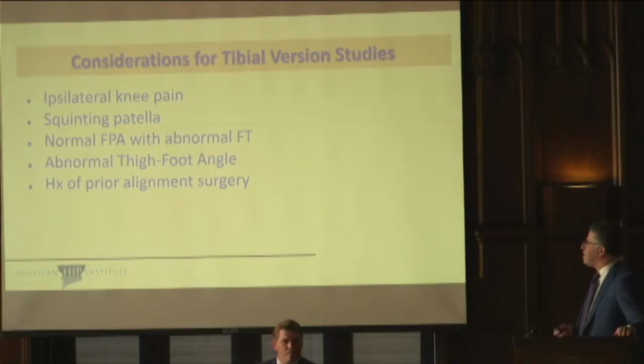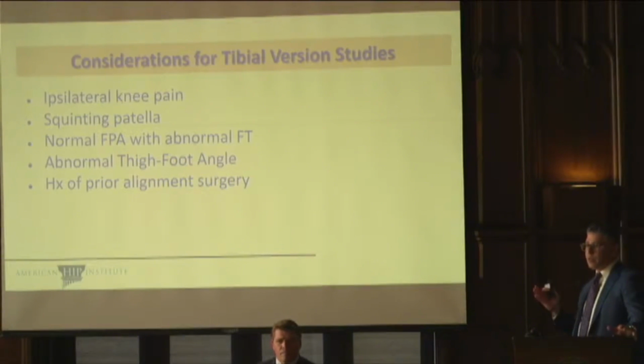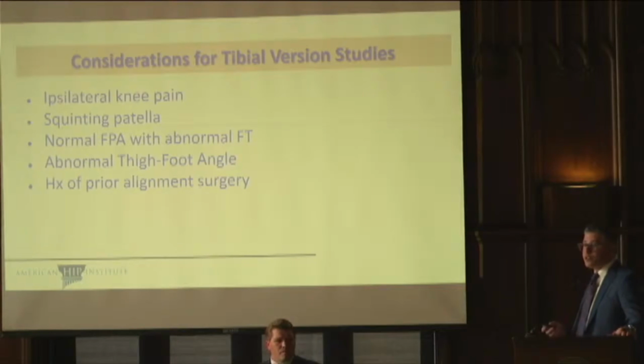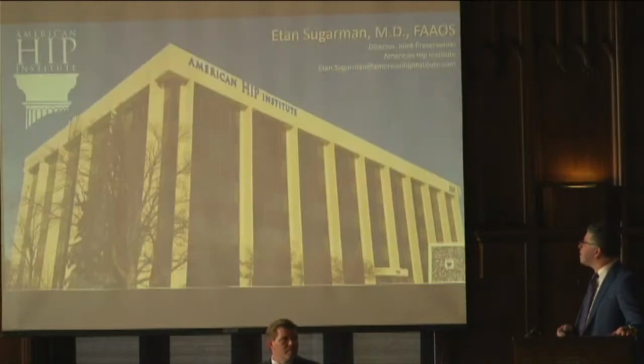So in my hands, I think about, is there ipsilateral knee pain? Is there evidence of squinting patella where the feet are facing forward but the patella is facing more medial? Is there normal foot progression angle with abnormal femoral torsion on examination, abnormal thigh-foot angles, or a history of prior patellar malalignment surgeries? Those all call into question, if we're evaluating the femur, I think we have to evaluate the tibia so that we know when we change one what we're going to change on the other side.